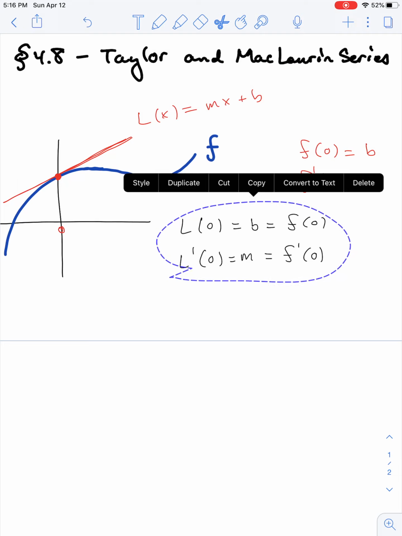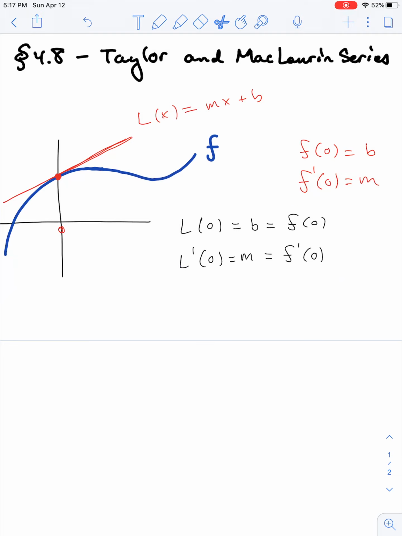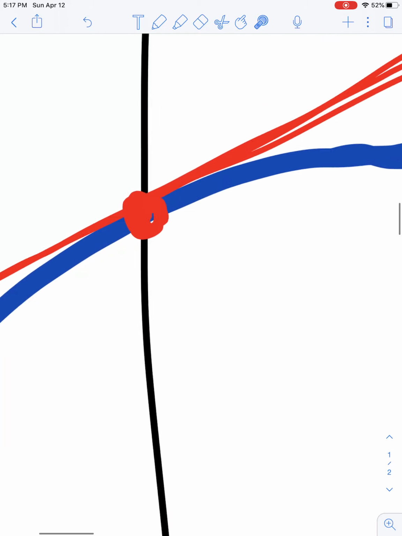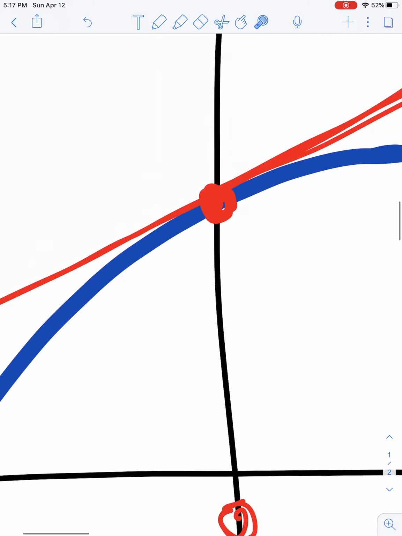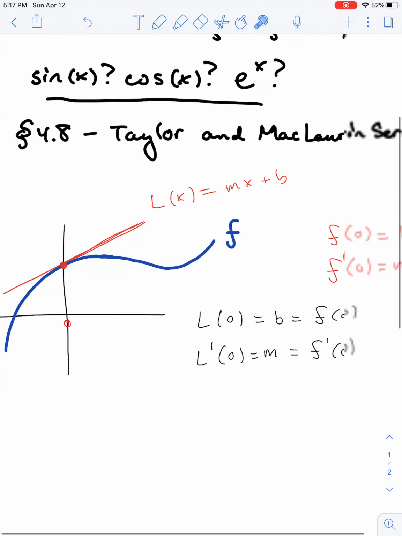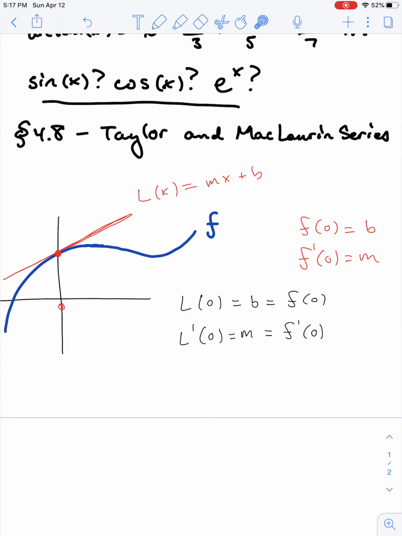So, if you think about exactly what a tangent line is, it's a first-order polynomial that I fit to my function f such that the value of the polynomial at the point of tangency matches, and the slope of the polynomial matches the function at the point of tangency. If we were to zoom in so close on this blue function that it looked like a line, the line that it would look like is exactly L, the line of slope m and y-intercept b.